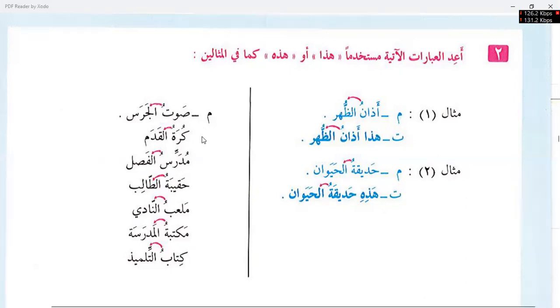Kuratul qadam. Sentence. Hazihi kuratul qadam.